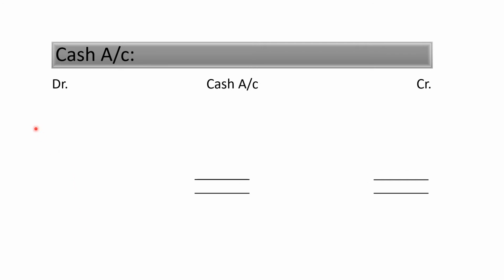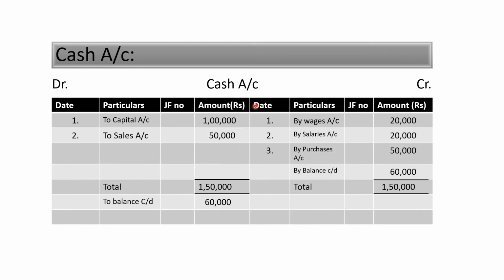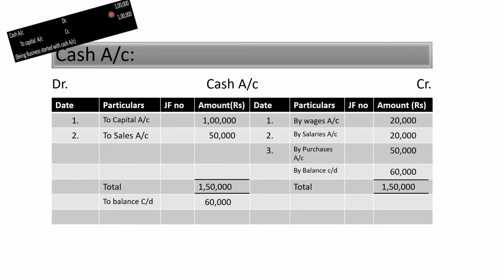Now we'll see how this cash account has been prepared with the help of journal entries. Now we'll see what is the first journal entry. Cash account debit 1 lakh to capital account 1 lakh. This is the first journal entry. So for cash account, here we are preparing a ledger account. This is called a ledger account.